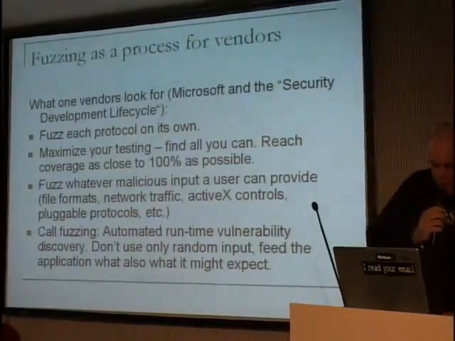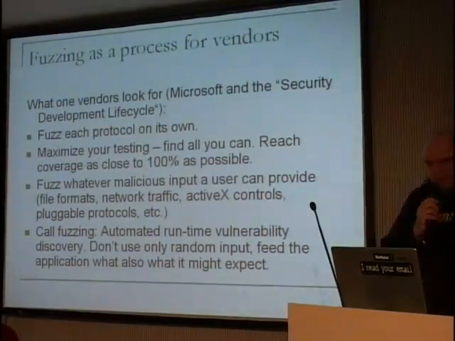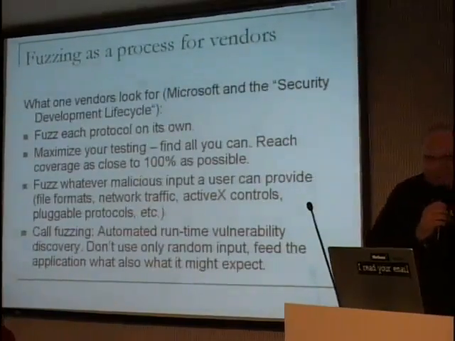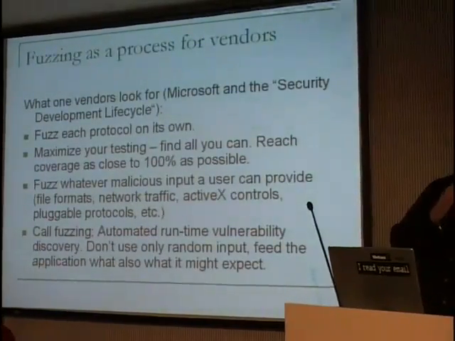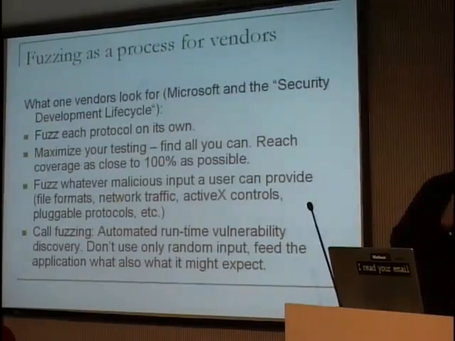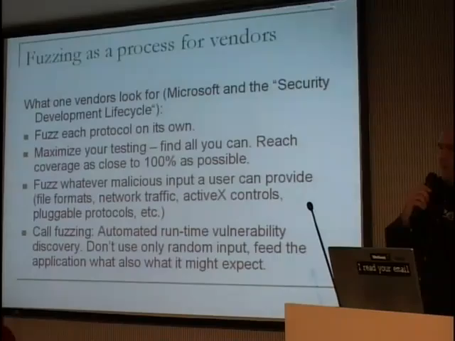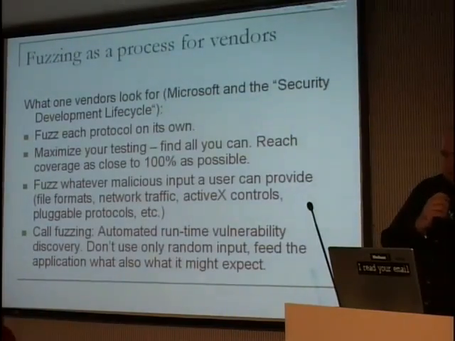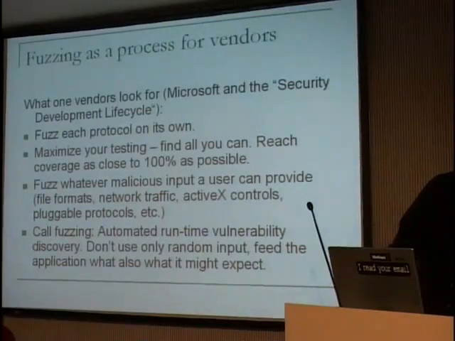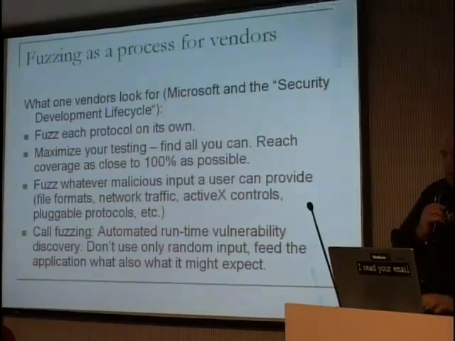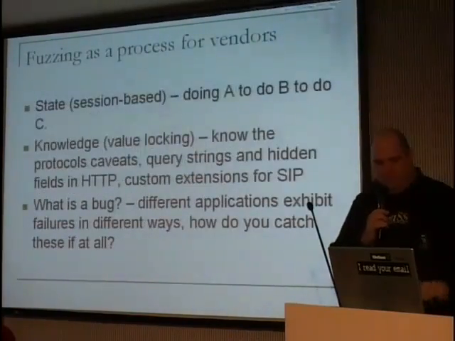Microsoft is different. Fuzz whatever malicious input a user can provide. File formats, network traffic, anything that you can actually think of should be fuzzed because, hey, this is the lower hanging fruit. This is something that can be done, should be done, and there is no excuse not to do, in my opinion, again. Now, they actually do something interesting. They call fuzzing automated runtime vulnerability discovery. As in, they don't just use random input, they feed the application some stuff that it might expect. Hey, a GET request. Wow, HTTP.